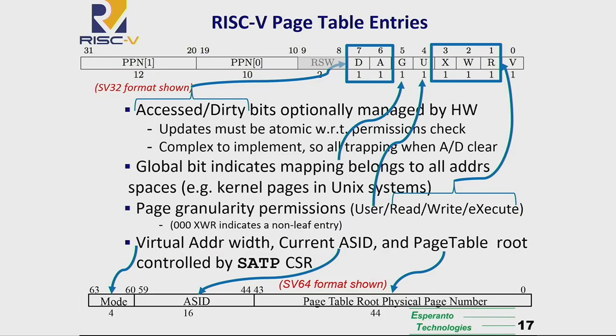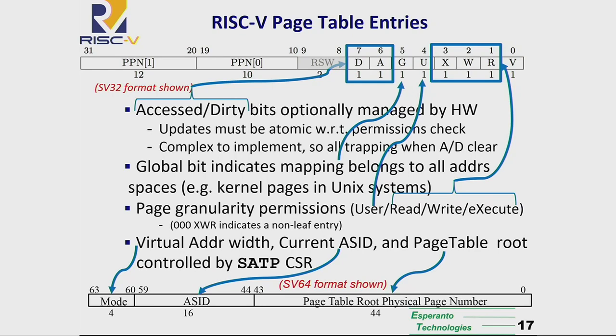Ah, this is a busy slide. It's got arrows. So the top is what a page table entry looks like. This actually shows a 32-bit format. So for a 64-bit format, you see PPN0, PPN1, there'll be a PPN2, 3, 4 for longer widths. But the bottom bits are always the same for all the formats.